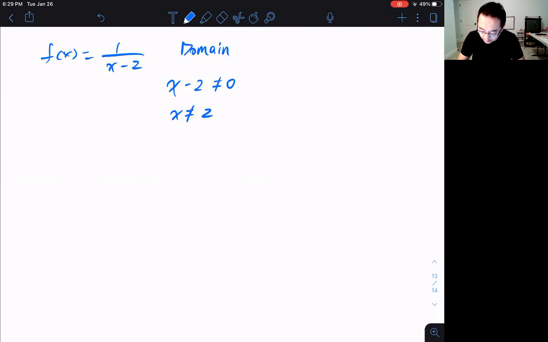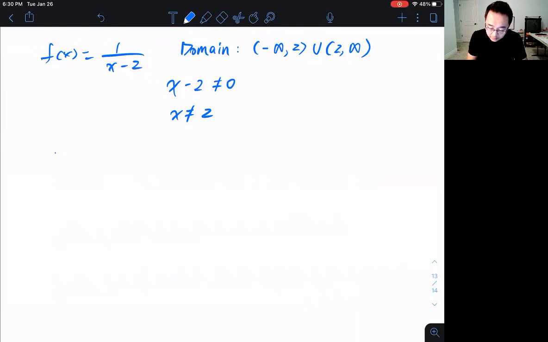So the domain then is negative infinity up to 2, combined with 2 to infinity. Essentially, x can take the form of anything other than 2. So that's how to do one.